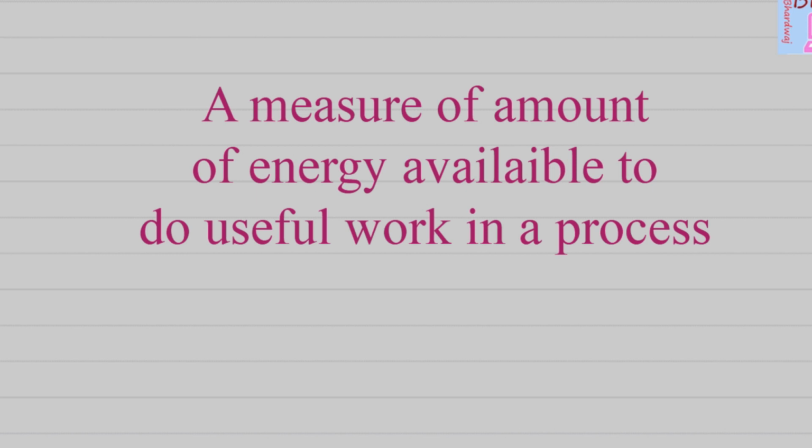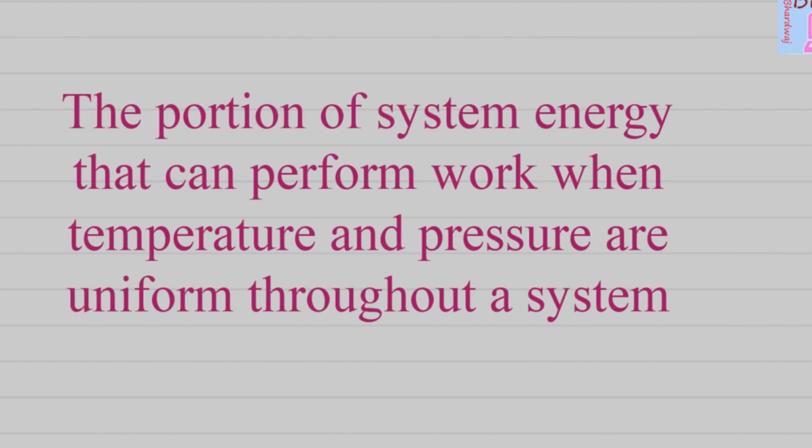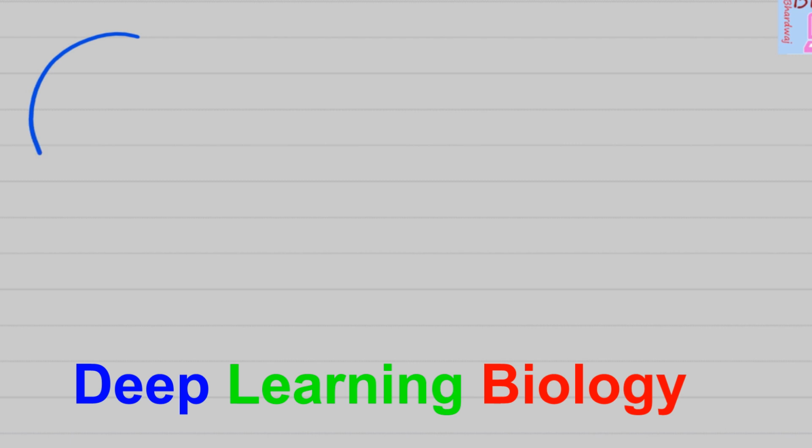Gibbs free energy is a measure of the amount of energy available to do useful work in a process, or you can define it as the portion of system energy that can perform work when the temperature and pressure are uniform throughout a system. Now try to see a living cell. In a living cell, you are going to have constant temperature and constant pressure. Yes, there is going to be a negligible change in the volume.